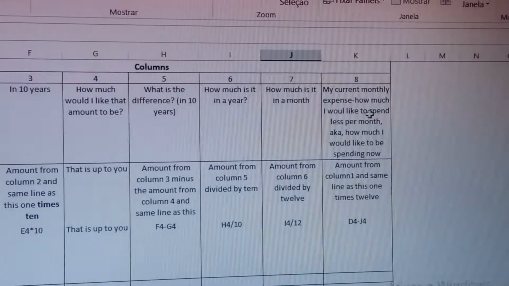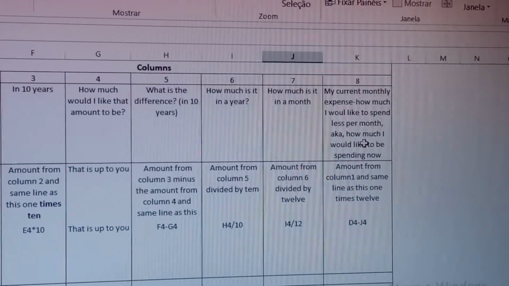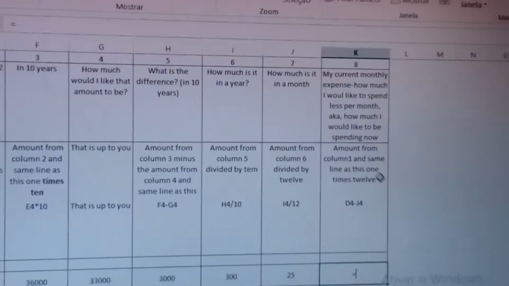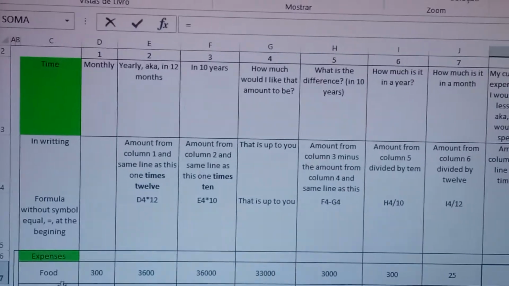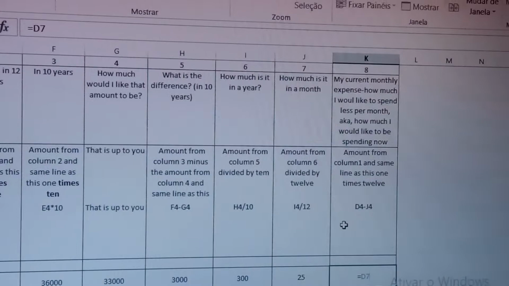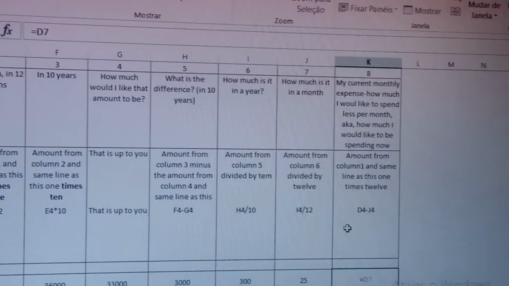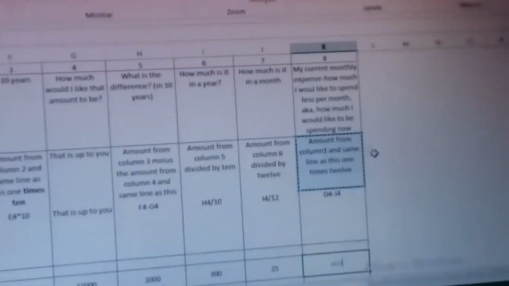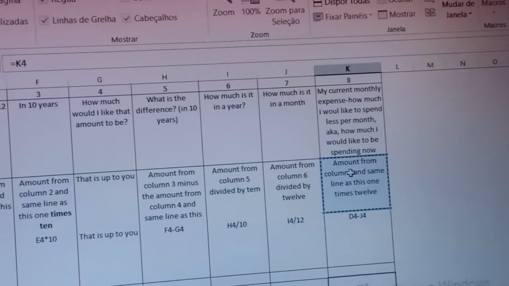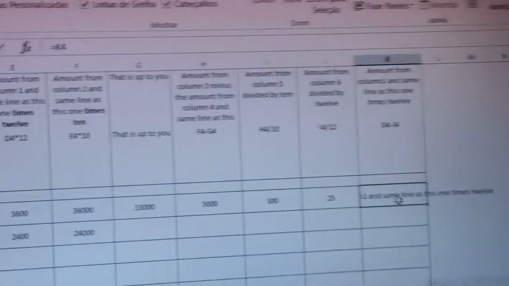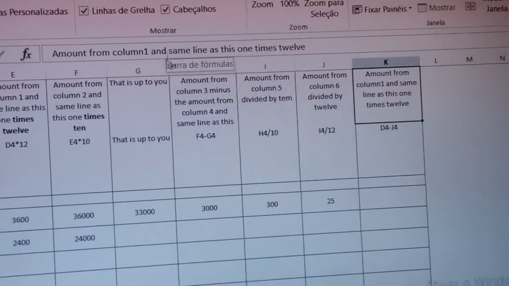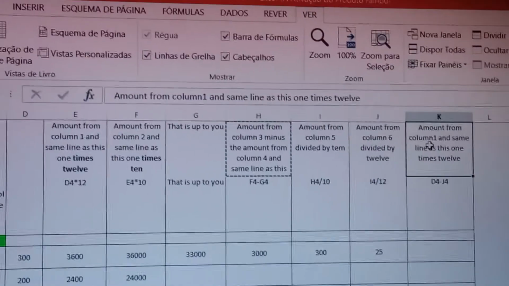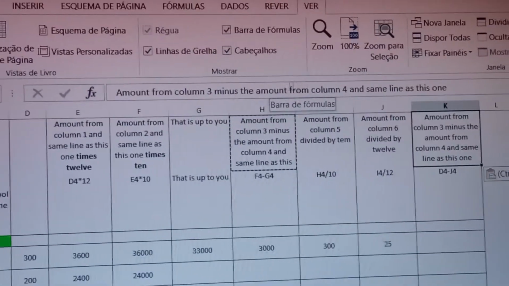And my current monthly expense minus how much I would like to spend less per month is how much I would like to be spending now. We're going to do it. How much am I spending now? Oh, column 1. So let's go to column 1, click here. Times 12, oh, this is a mistake, minus amount from column 1, oops, was in the middle of a formula, doesn't matter. I'm going to copy because I'm lazy, and this is easier. Pay no attention to what's written at the moment. I'll wait until I start speaking.